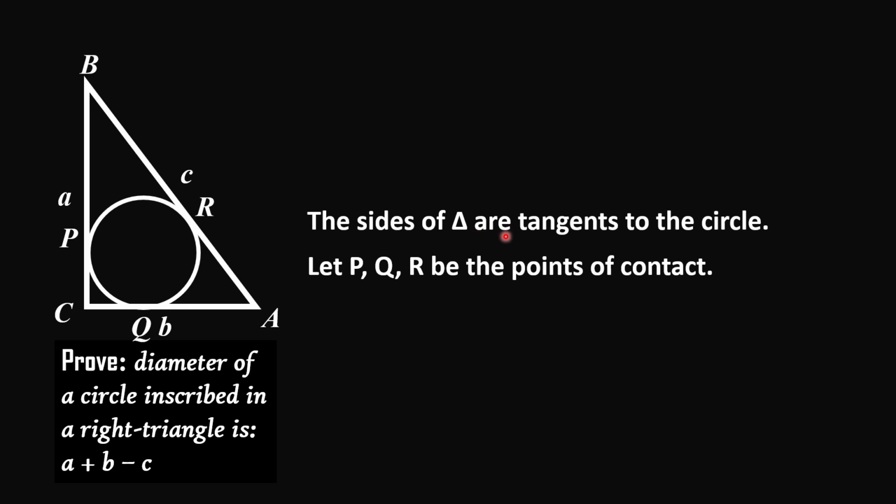So the sides of the triangle are tangents to the circle. You can see A, B, C, we have marked the vertices, and the sides of the triangle AB, AC and BC are tangents to the circle. So let P, Q, R be the points of contact. P is the point of contact of this tangent, Q is the point of contact of this tangent, and R is the point of contact of this tangent.